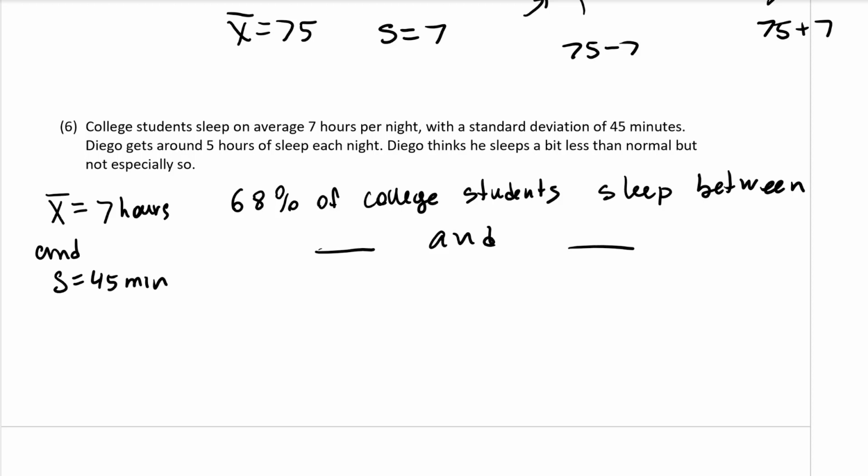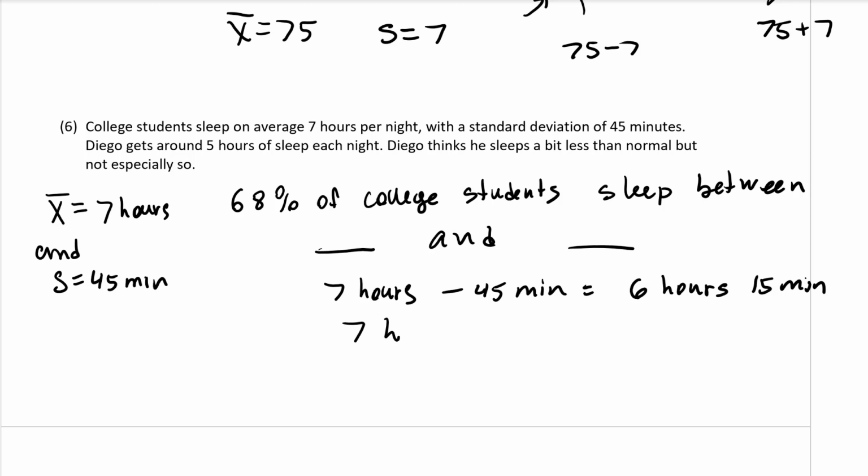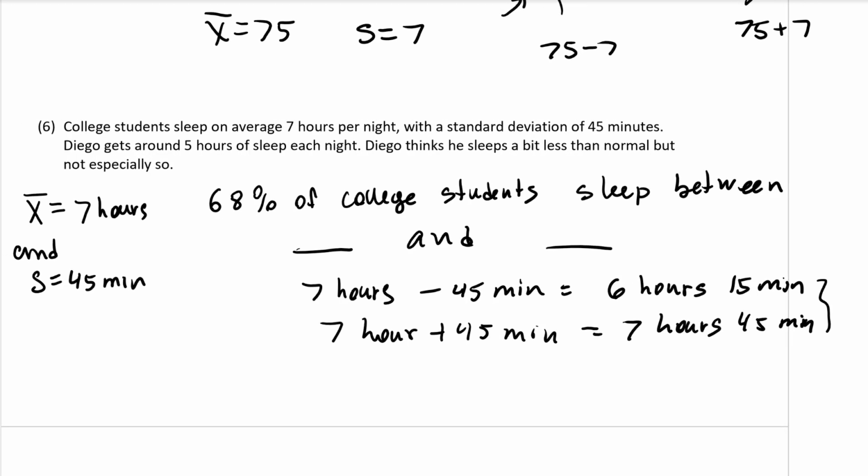All right, so let's review it. You got 7 hours minus 45 minutes, so that would be 6 hours and 15 minutes, correct? And if you add 7 hours plus 45 minutes, then you get 7 hours and 45 minutes. So that's what's going to happen 68% of the time.